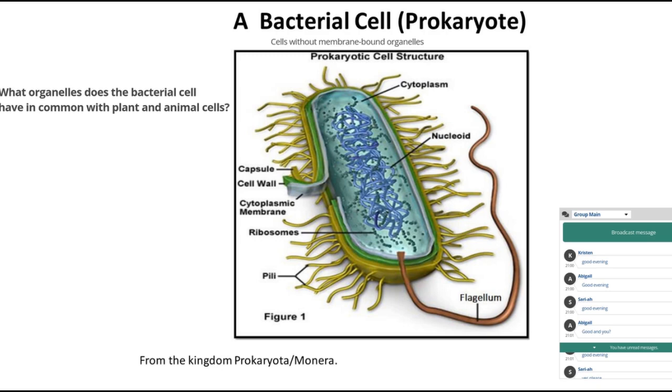What organelles does this bacterial cell have in common with plant and animal cells? You should see some familiar looking structures, organelles there, and one of them has a different name. See if you can put two and two together as to what that structure is that we covered already. You will see some similarities. So what do all three cells have in common?